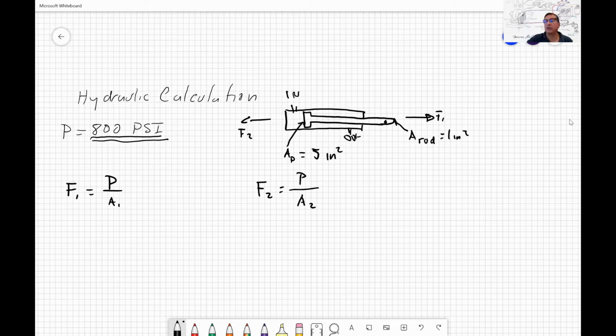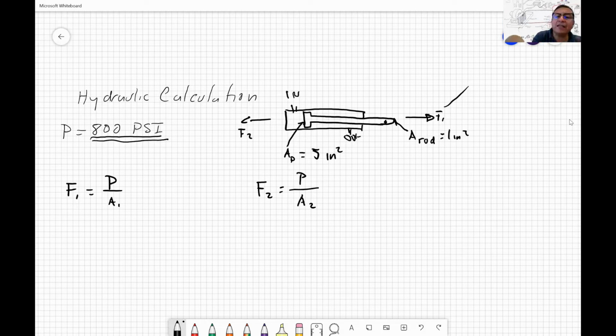I have a question. Does that cylinder produce the same force in both directions? No. In what direction is the force bigger? Force number 1 or force number 2? Going this way, or going back. Is force number 1 bigger than force number 2? Yes. Okay, we are going to demonstrate what is the force number 1.